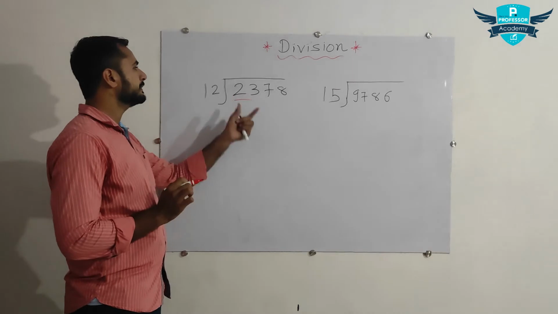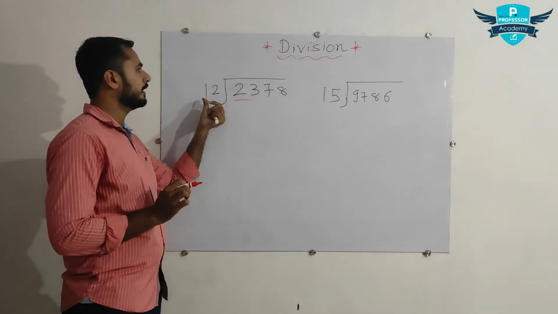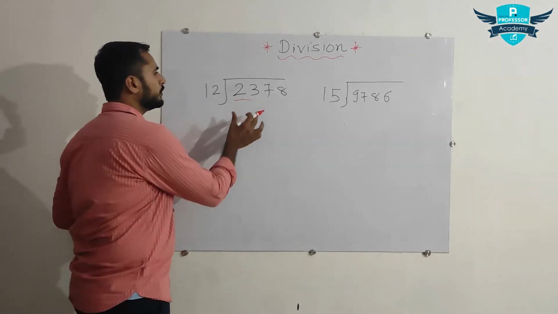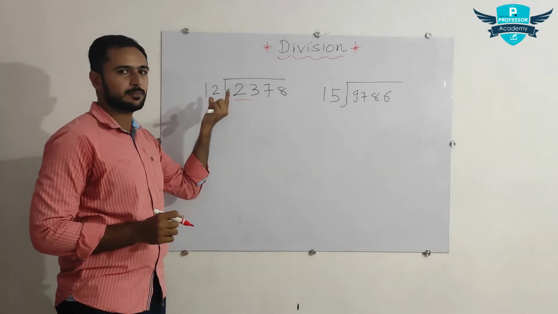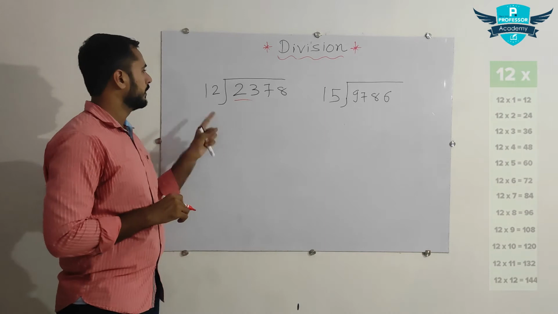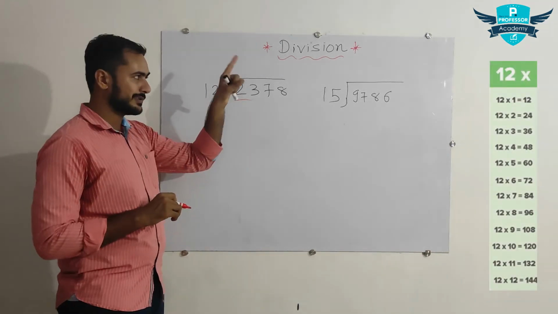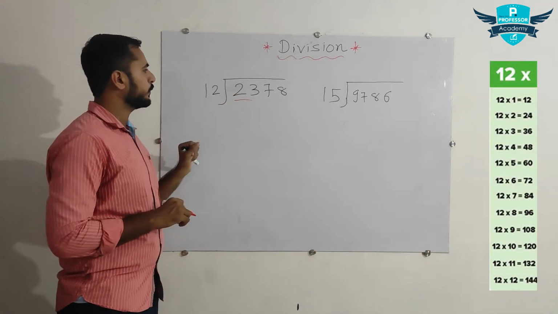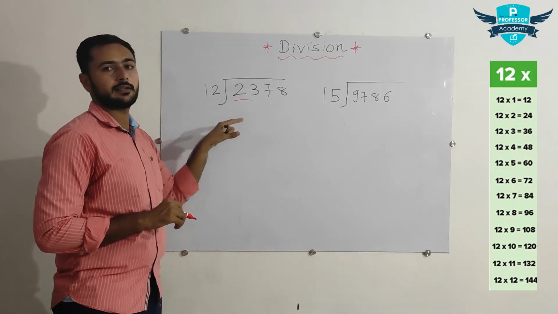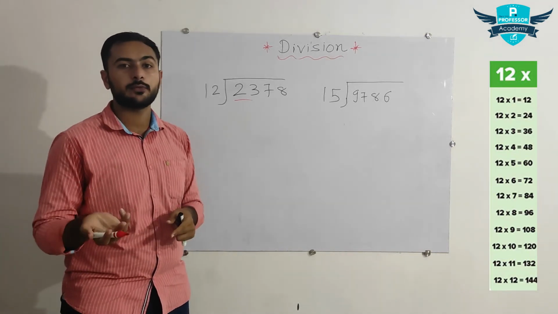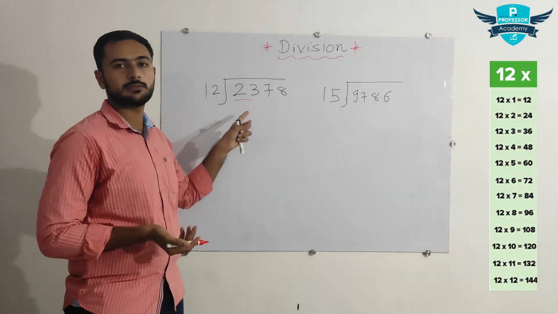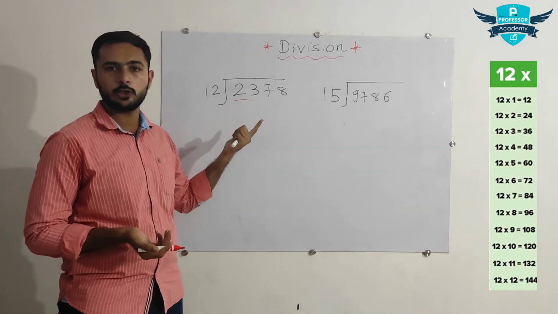If that is smaller than this number, at that time we will use the first three numbers. But here 23 is actually bigger than 12. Now just recall the table of 12. In that we have to identify 23. Is it there? No, because 12 ones are 12, 12 twos are 24, but 24 is bigger than 23. No, we cannot use that.